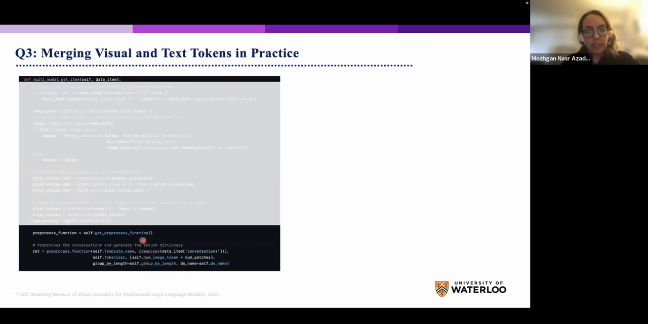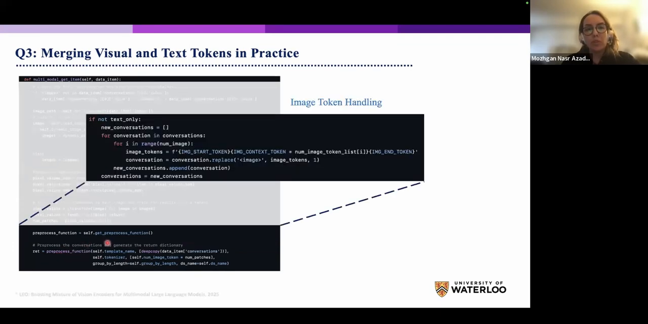So let's take a look at this pre-processing style, which is different for each large language model you use. Again, this is a large function, but I'm just showing the most relevant part here. This is how the image tokens are handled in this part of the code. If we are not text only, meaning we also have an image in our conversation, then we say that we have an image start token. We have this special token called image context token. And then we multiply by the number of image tokens we have. We will see this process in more detail in the next slide.